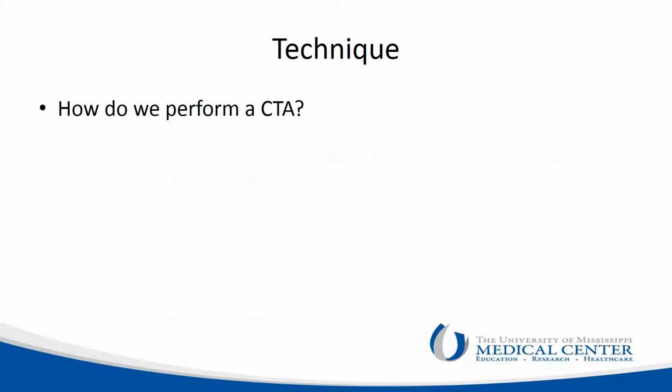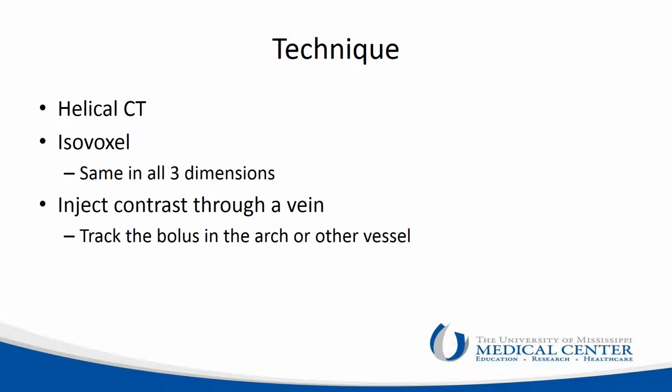So how do we perform a CTA? We use a helical CT scan. We get isovoxel images. That means we can reconstruct them in sagittal and coronal planes. As far as getting the contrast, we inject through the vein, we track the bolus in usually the aortic arch, and then time the CTA when the Hounsfield units hit the correct number.